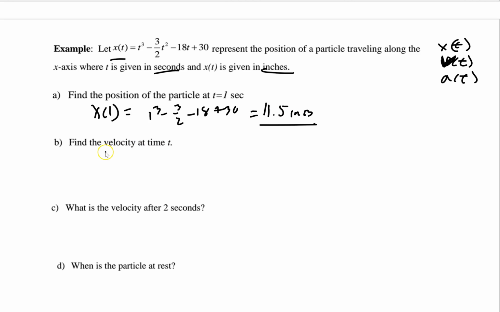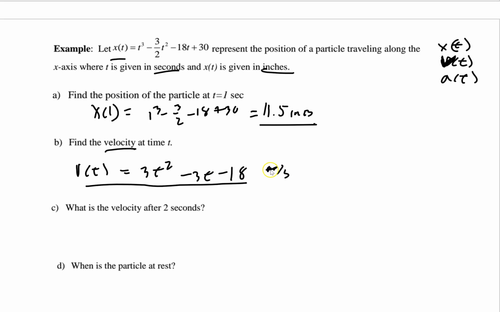Find the velocity. That's the first derivative, so take the derivative of this. The velocity function, or x prime of t, I have v of t here. Take the derivative, you get 3t squared. Bring down the 2, that goes away. Minus 3t minus 18. So that's my velocity function. This will be in inches per second.